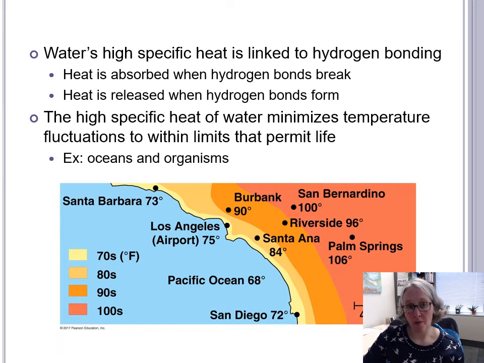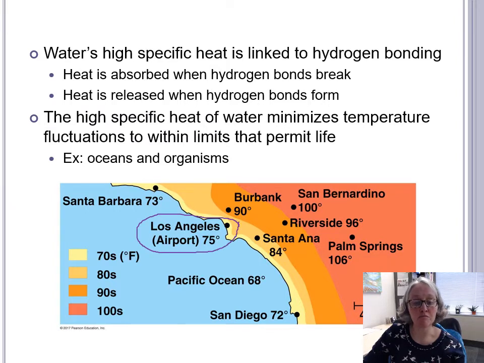This property is super important for everything that's alive here on the planet. The high specific heat of water really minimizes temperature fluctuations to within limits that permit life. So consider living in LA. You're right next to the ocean, you're right next to Disneyland. If you live in LA and it's the middle of the day, the sun is up high in the middle of summer and all of that sun is beating down, and what is happening is all of that heat from the sun is being absorbed by the ocean.